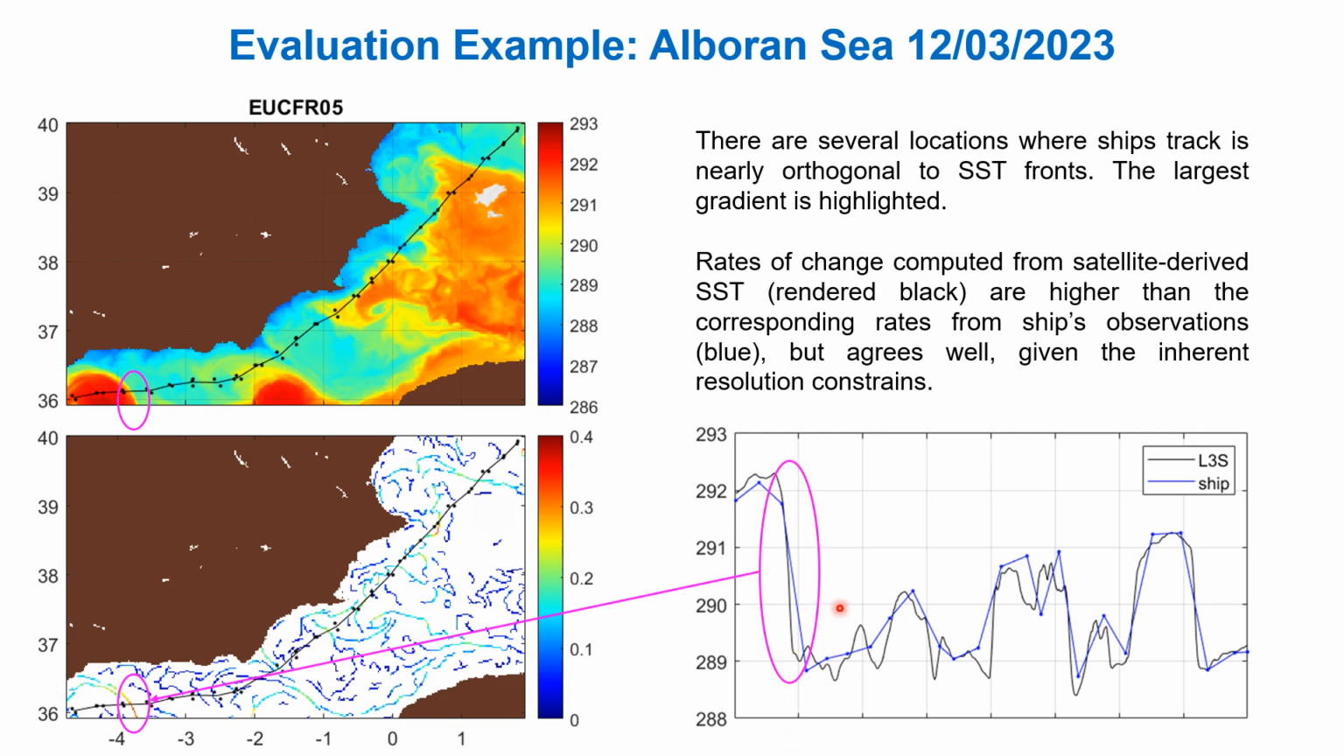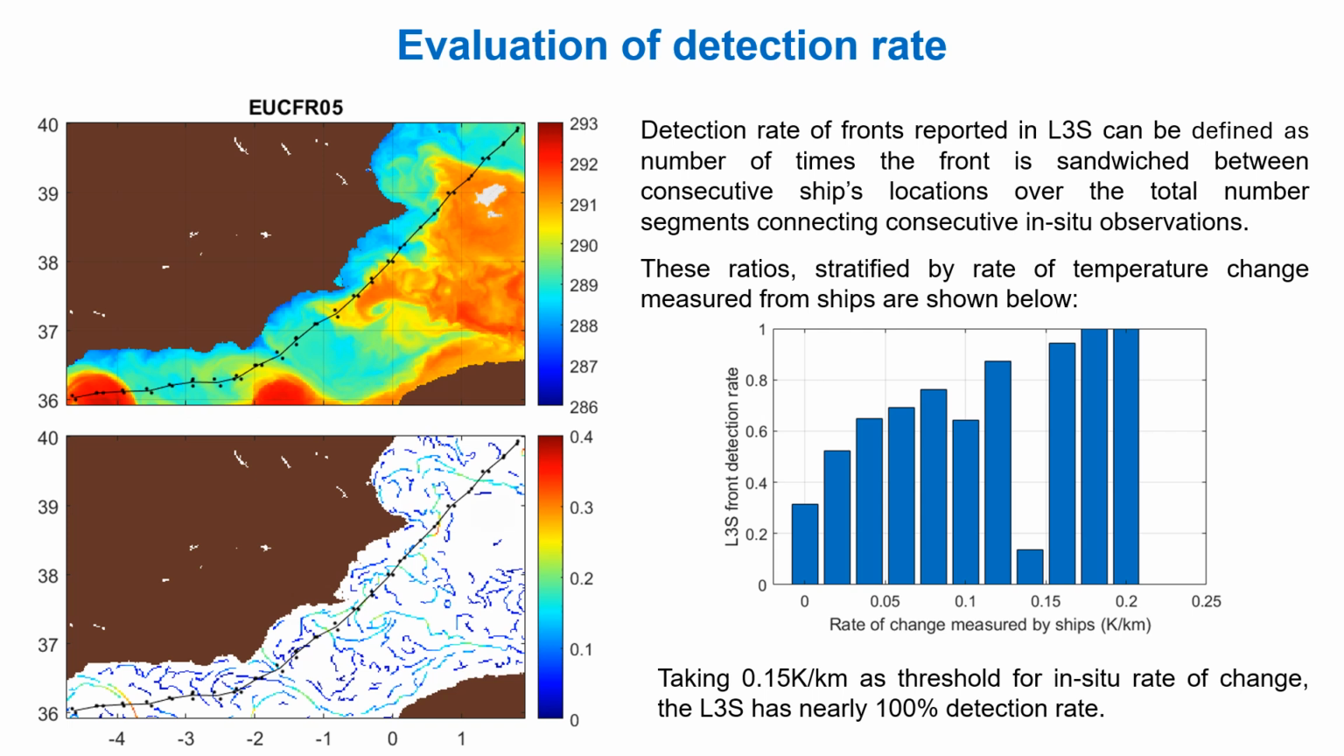And again, as in the previous example, although the shapes are similar and visually agree quite well, the actual measurements of rate of change would be lower for the ship's measurement than for the two-dimensional high resolution satellite observations.